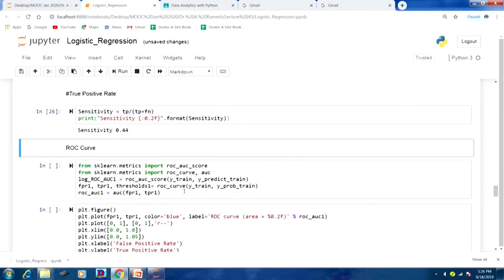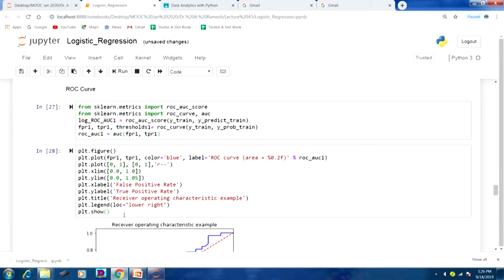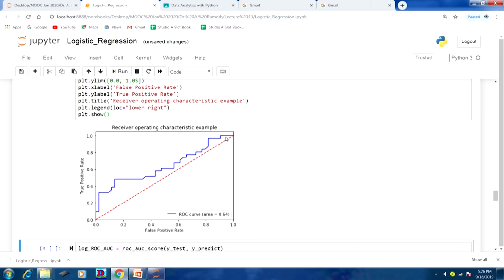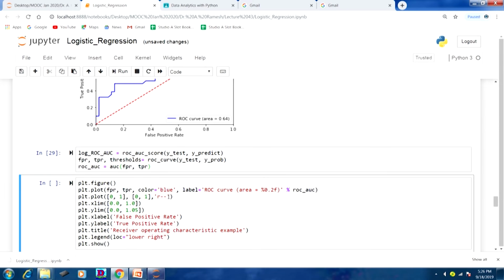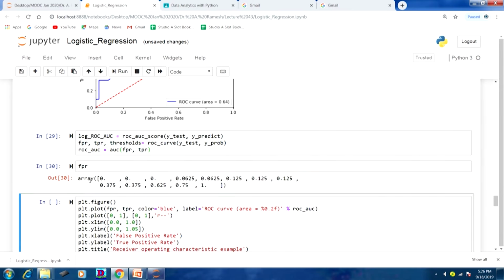Now, we will go for the ROC curve. We will plot that ROC curve. For the default value, the ROC curve is the blue one, which says the area under the curve is 0.64. Now, we will see different false positive rates and true positive rates. So, this was that one. Now, let us see the values of our false positive rate. First, I will display FPR. These are the different false positive rates.